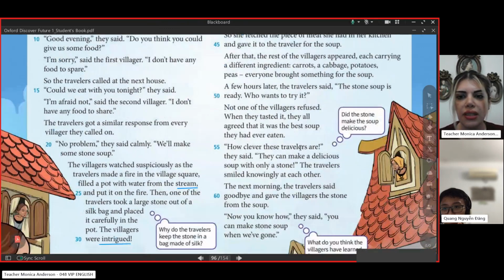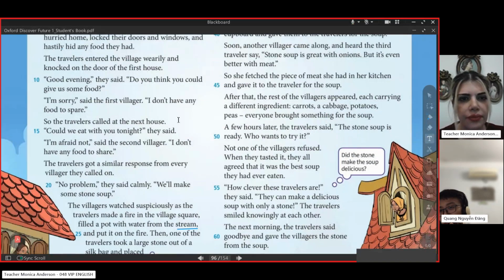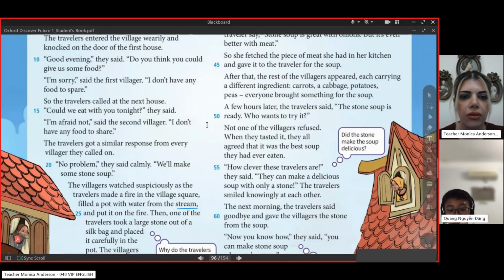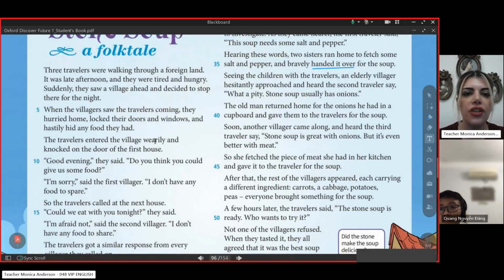Any other word? I think these travelers, I think they were very smart. Traveler, of course, a person who travels somewhere is a traveler, and a villager, a person who lives in the village, is a villager. And the other words, of course, we studied.